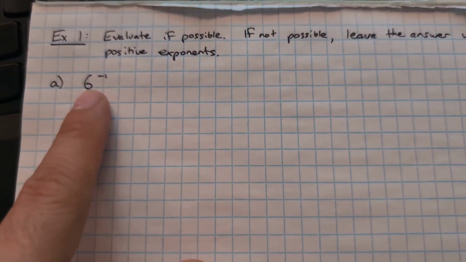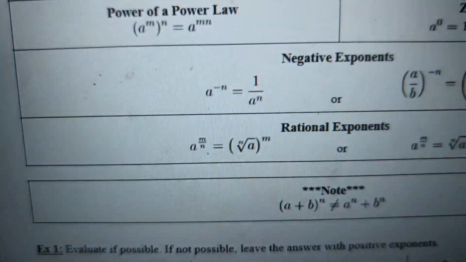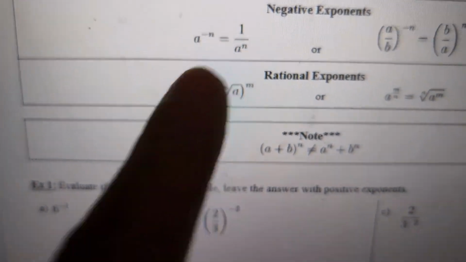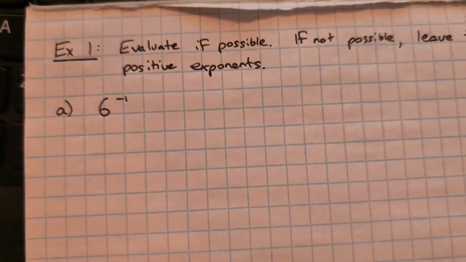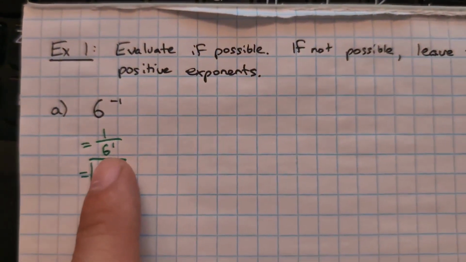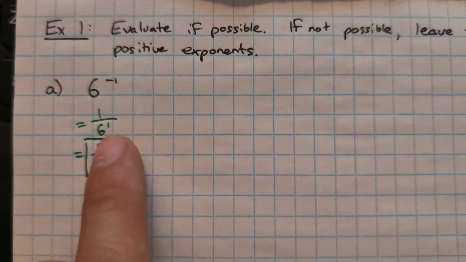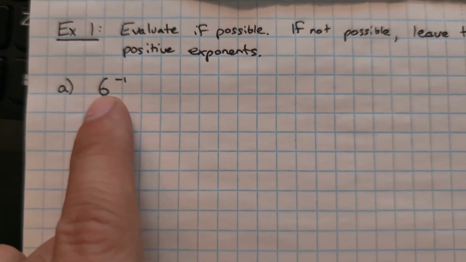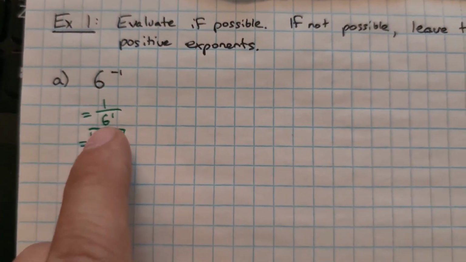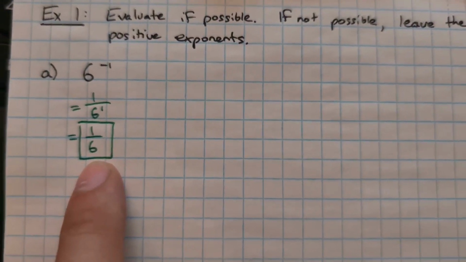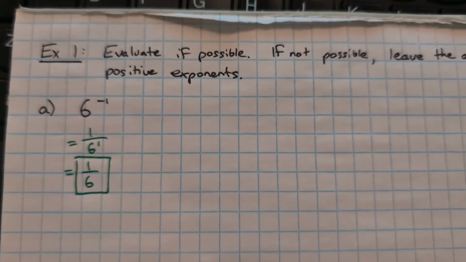So 6 to the power of -1, we can use our negative exponent rule here. And so this is going to turn into 1/6 to the power of 1. So that negative exponent becomes a positive exponent. We take the reciprocal of it. And of course, 6 to the power of 1 is just 6. So this whole thing equals 1/6.